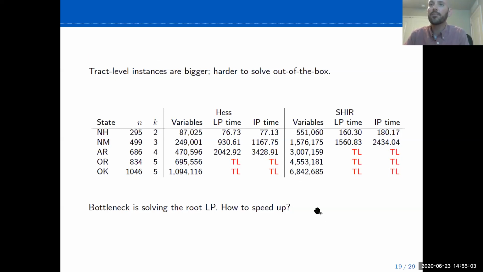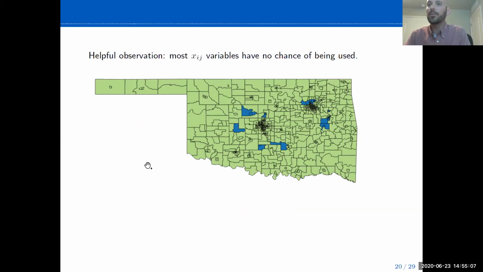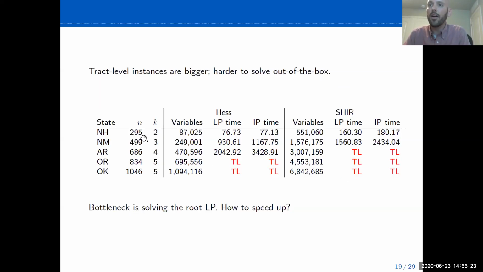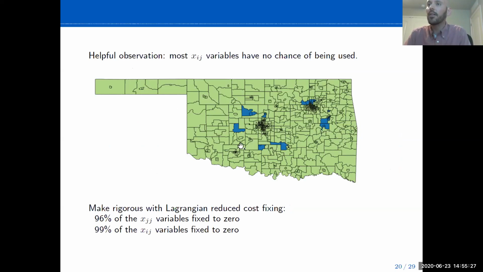So how might we handle this? As I mentioned before, most of these variables will take a value of 0, and we'd like to know which ones they are. For example, if you're looking at a census tract over in the panhandle of Oklahoma, it's unlikely that that would be the center of an optimally compact district. And so we're able to argue that all of these green tracts cannot be optimal district centers under this compactness objective, and so all of these green tracts, we can fix their XJJ variables to 0. Meanwhile, you can maybe imagine if you're considering assigning this tract to some tract way over here, you would never want to do that. That would also not be optimally compact. And so in total, 99% of the XIJ variables were able to be fixed to 0 for Oklahoma at the tract level.